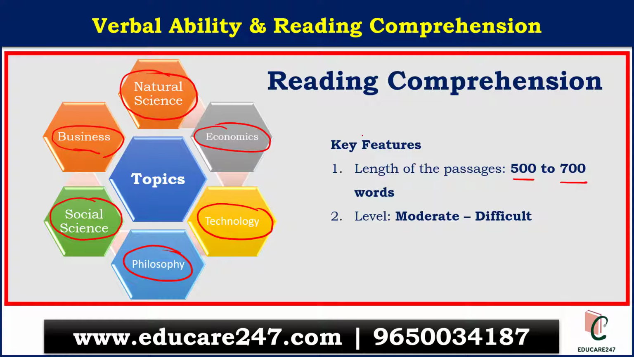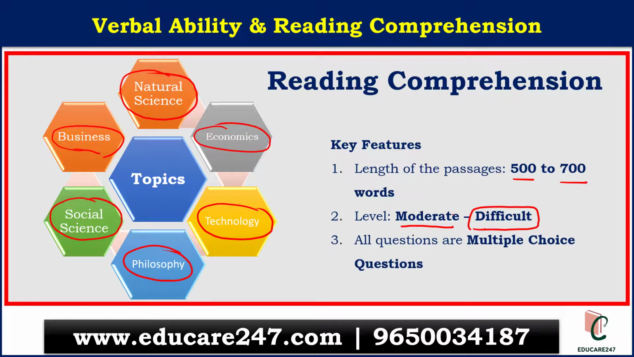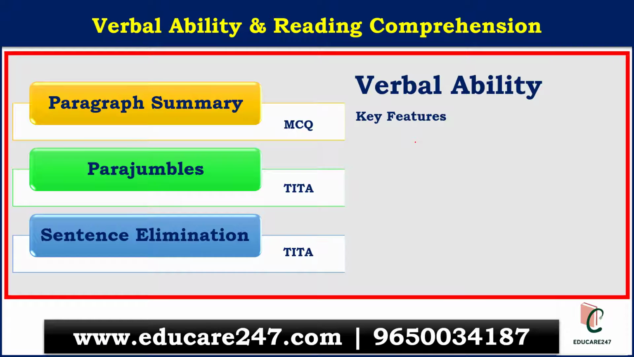If you see 2017 and 2018, if you have seen the CAT paper, it has been moderate, or even in 2018 we found that some passages were comparatively easy. But if you see 2019, the entire verbal section was quite difficult. So it was quite difficult in 2019. Next, all questions relating to reading comprehension are multiple choice. So you'll have options for it. Your job is to do option elimination or any of the techniques you follow and come to the right answer.